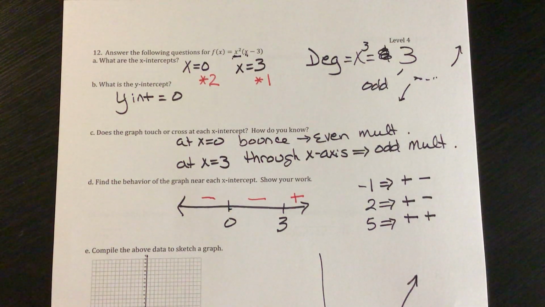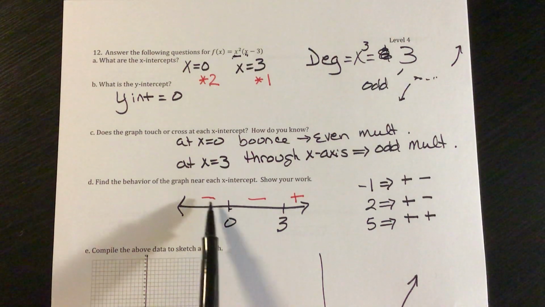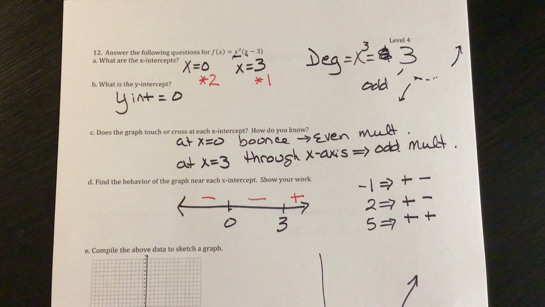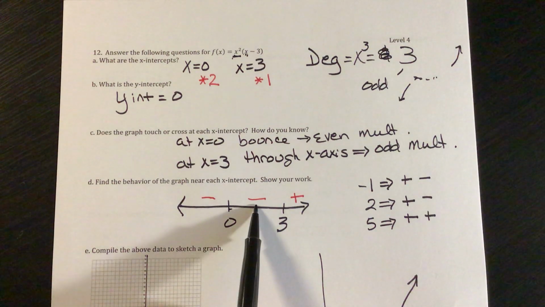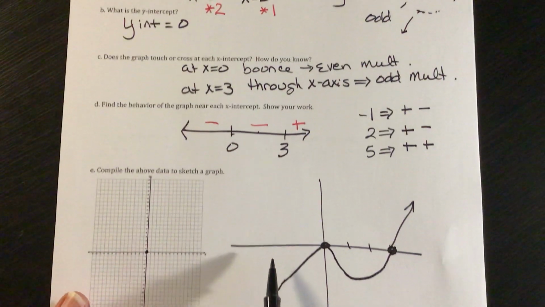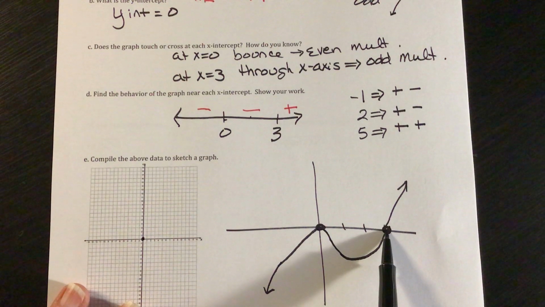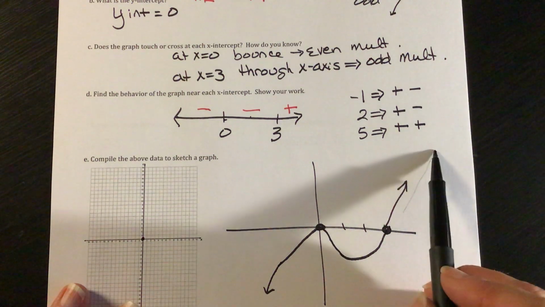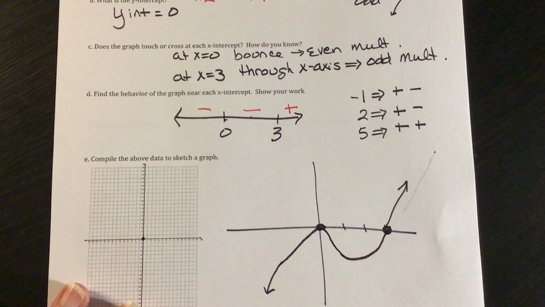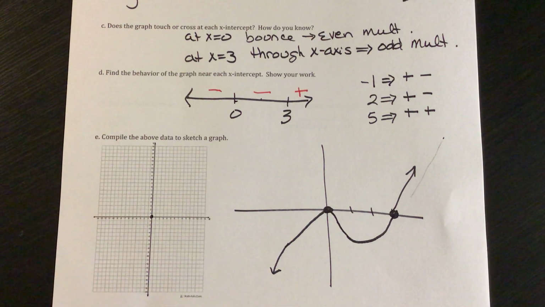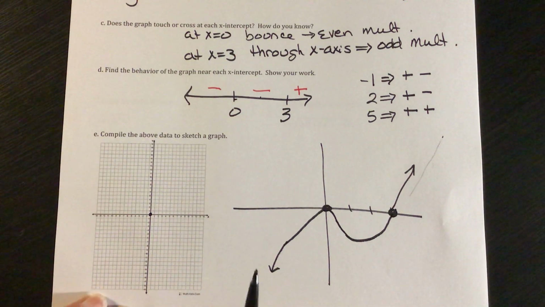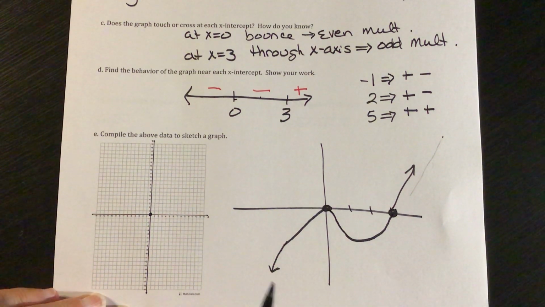All right, so this is what this is telling us. On our sign chart, anything less than 0 is negative. Anything between 0 and 3 is also negative. Sorry, couldn't see all of that. And anything greater than 3 is going to be positive. All right, so that's what that graph will look like. That one was a little bit easier.